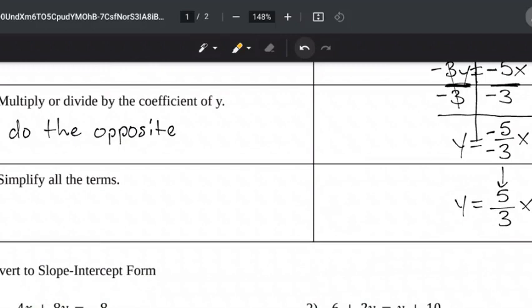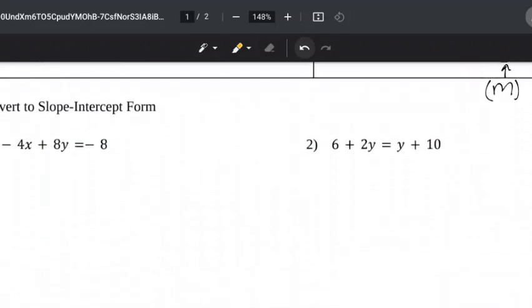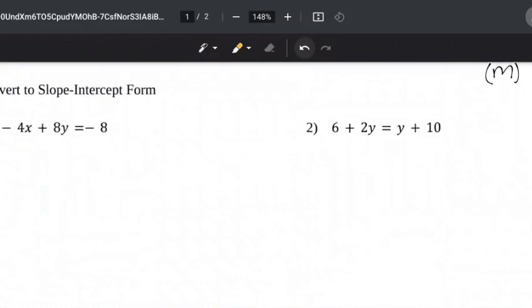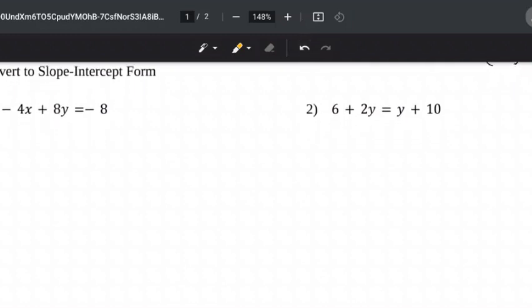We have y equals our m. We talked about that. That's our slope. And then we have our b is -4. Okay, let's go ahead and try some examples. So again, our objective today is just to make sure we are solving for y, getting y by itself, which gets it into slope-intercept form.